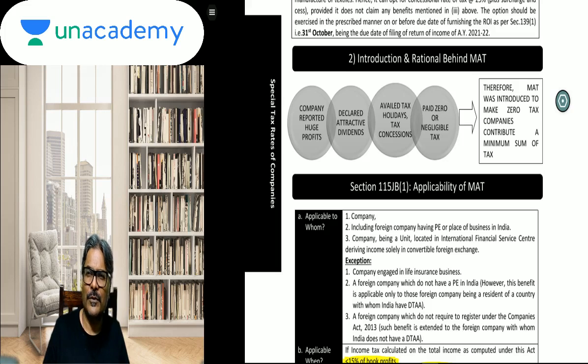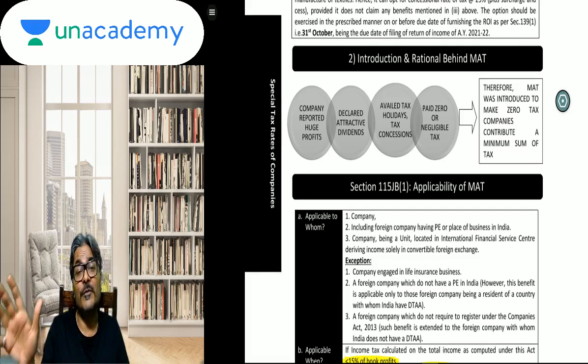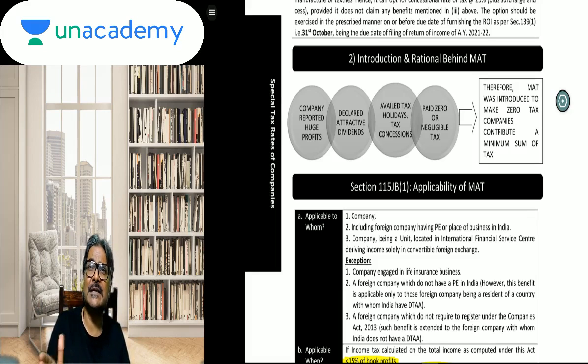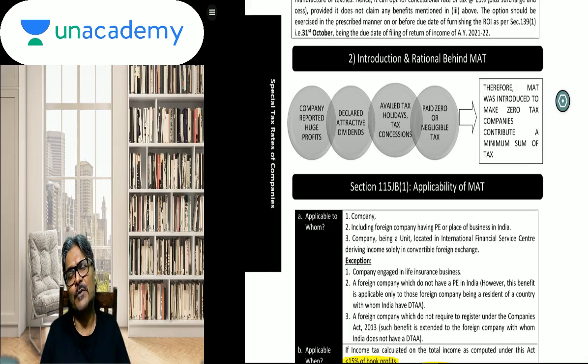So therefore, government thought that this cannot be the way the country can run. This cannot be the system of tax collection, wherein the burden is on the person who is not that able to bear the tax burden, and the person or the company who are able to absorb the tax burden are shirking from their responsibility. So this kind of a system or model cannot be sustained, and therefore they introduced the concept of the MAT.